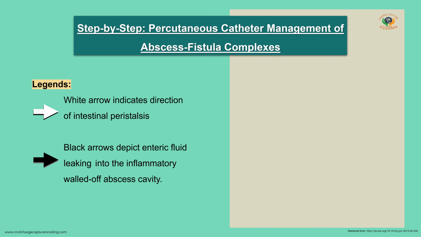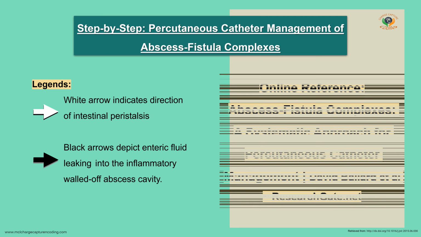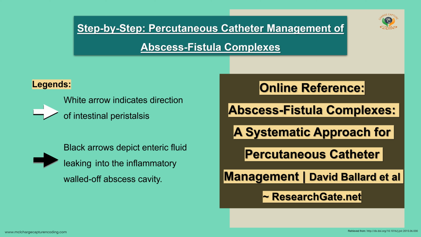In my research, I found this step-by-step percutaneous catheter management of abscess fistula complexes. Please refer to the legends you see on your screen. These describe the functions of white and black arrows. The following are in reference to our example figures and demonstration retrieved from a case study entitled Abscess Fistula Complexes, a Systemic Approach for Percutaneous Catheter Management by authors David Bellard et al., as published in ResearchGate.net.